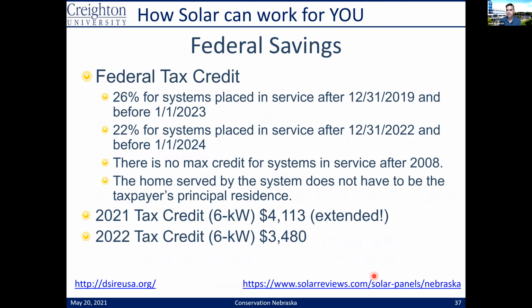So right now we do have a little bit of incentive to do it. There is a federal tax credit. It's actually being graded down right now from 30%, but it was just recently extended at the 26% level. And so you can actually get a 26% tax credit for that 6 kW system. That's $4,000. If you can't take it all in 1 year, you're allowed to roll it over to the following year. And so again, you have some great options to go solar.